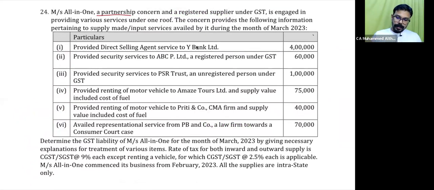Yeah, correct. Because they're saying that All-in-One commenced its business in February. We are in March. So they commenced last month only. So in the last year, definitely 0. Are you getting the thing, everyone? Yes. So this is exempted.